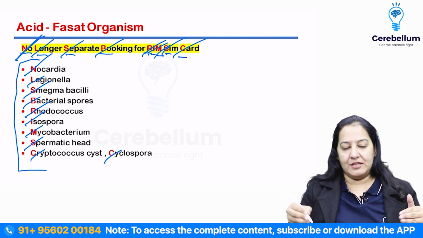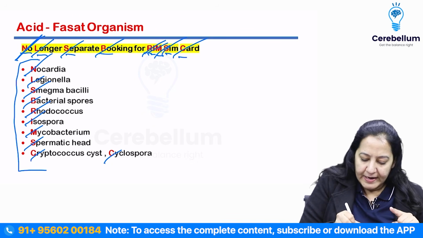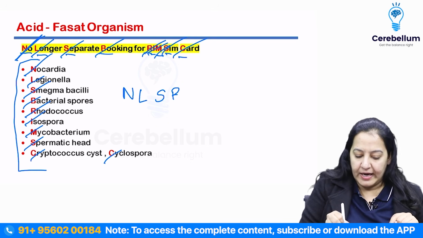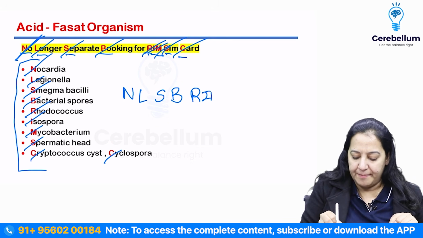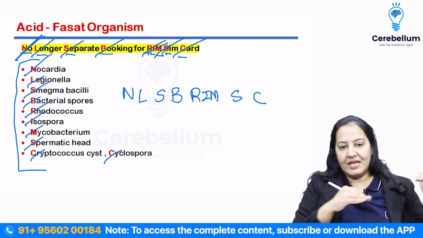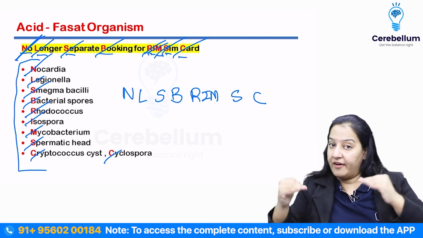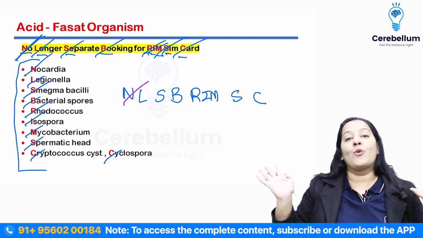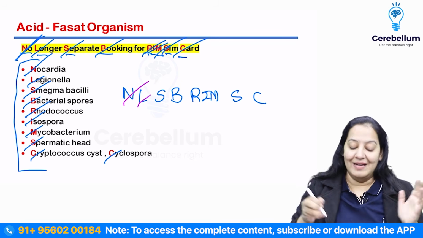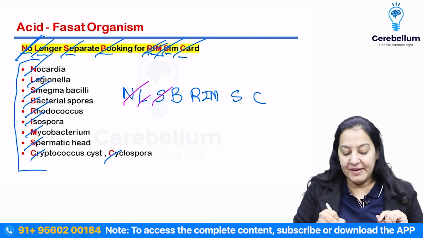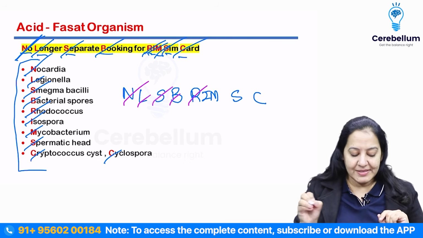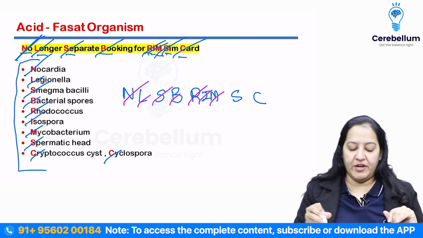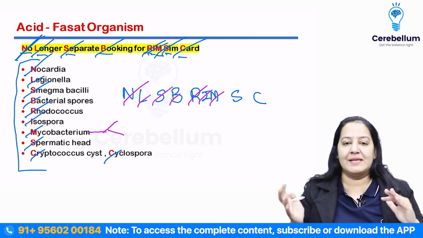So you have to try to say the full form again. What is the full form? No longer separate booking RIM, R-I-M, SIM card. So say the mnemonic first. Now try to see the full form. It's easy. N stands for Nocardia. L stands for Legionella. S stands for Smegma bacilli. B stands for bacterial spores. R stands for Rhodococcus. I for Isospora. M for Mycobacterium, both Mycobacterium tuberculosis as well as leprae.